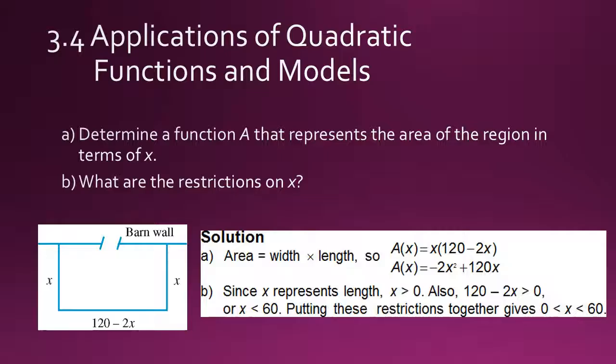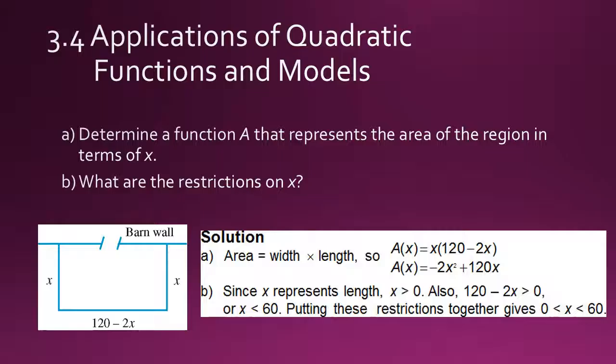As far as the area goes, we know the area of a rectangle is length times width, so we have that A of x, the area, equals x times (120 minus 2x), and when we distribute and put it in standard form, we get negative 2x squared plus 120x.